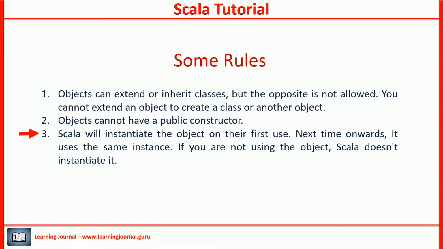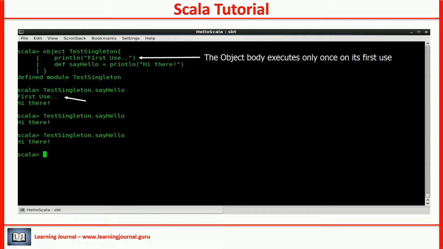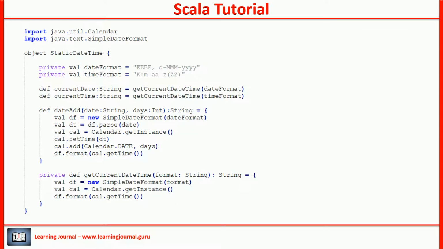Scala will instantiate the object on their first use. Next time onwards, it uses the same instance. If you are not using the object, Scala doesn't instantiate it. You can see that in action. Now, try it once again. Great. We have seen one use of Scala objects. We use the object as a collection of static methods.